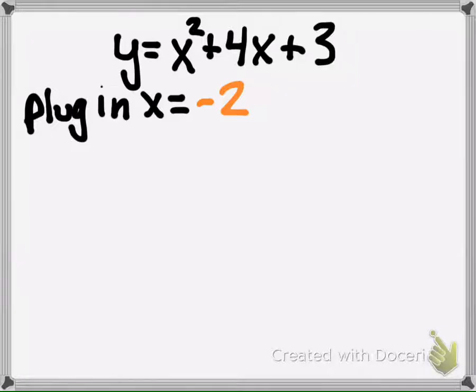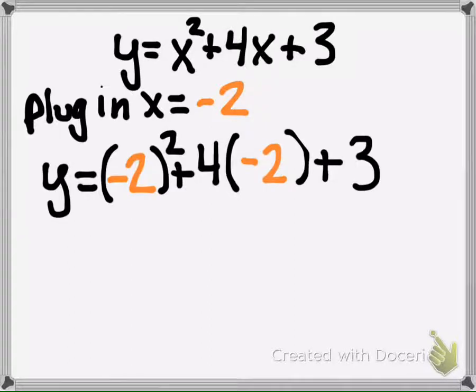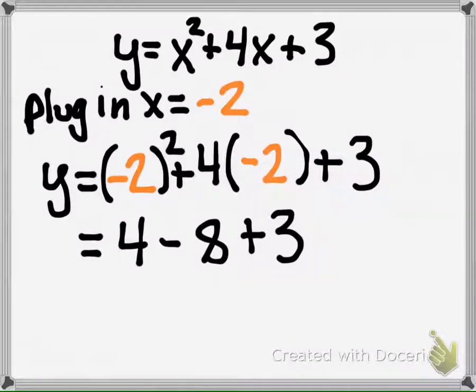Now that I have this x value for my vertex, I need to find my y value. The only way to find my y value for my vertex is to plug this x value into the original equation. So I have y equals negative 2 squared plus 4 times negative 2 plus 3. When I simplify, I have y equals 4, because negative 2 times negative 2 is 4, minus 8, because 4 times negative 2 is negative 8. Then we have that 3 at the end, which we just bring down. So I have 4 minus 8 plus 3, which gives me negative 1.